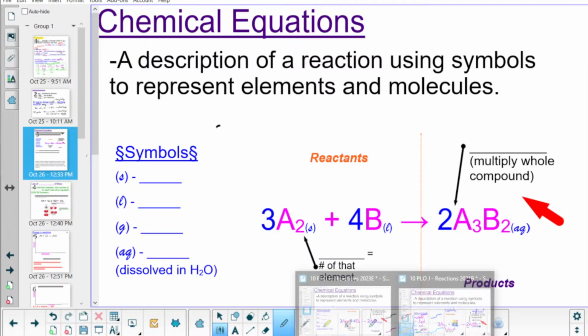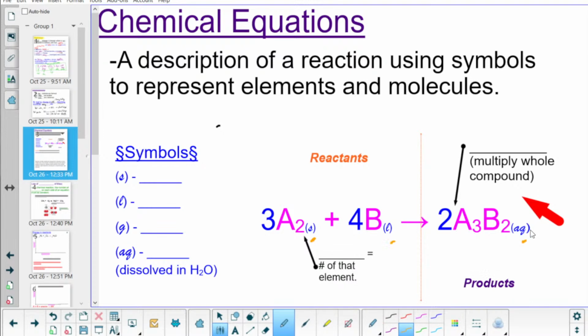State symbols: when you're writing an equation, you put state symbols down the bottom. What does S stand for? Solid. L, liquid. G, gas. And the piece de resistance, AQ, aqueous. It's not an acid indicator; that would be indicated in a different way in an equation. AQ stands for aqueous, which specifically means that we dissolved it in water.